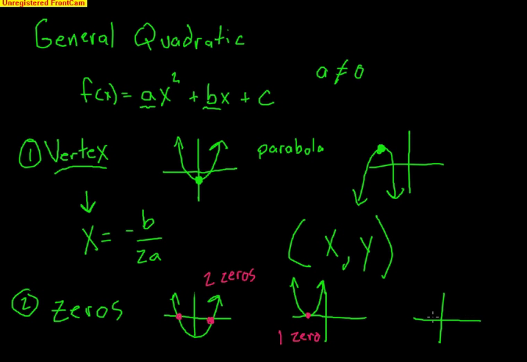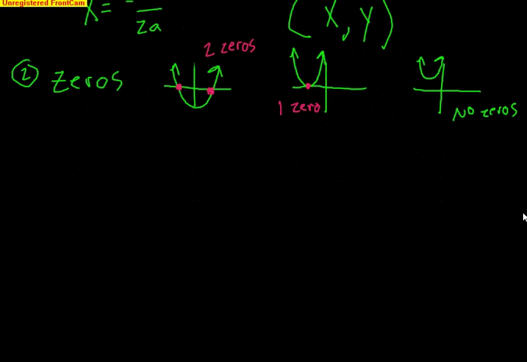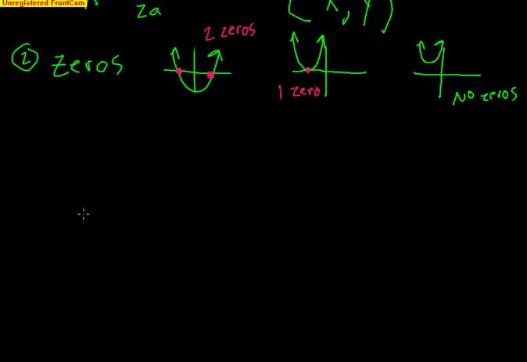And another option is the quadratic could open like this, where it's too high and there are no zeros. It never ever crosses the x-axis, so there's no zeros. So when we're talking about zeros, we could have 2, 1, or none. And we're going to show you exactly how to find zeros. Now, to find zeros, you need what we call the quadratic formula. The quadratic formula is up on the wall in the front of the room, so you'll never forget it.